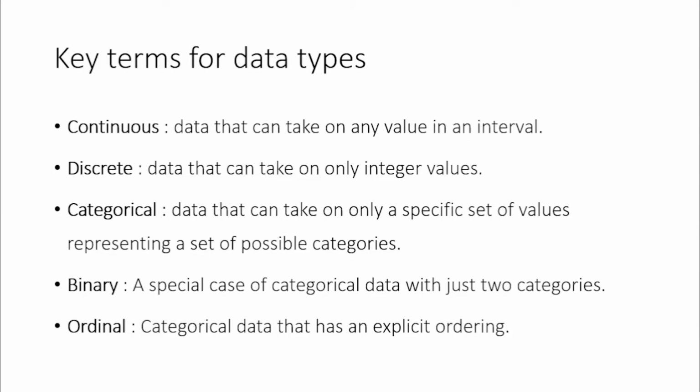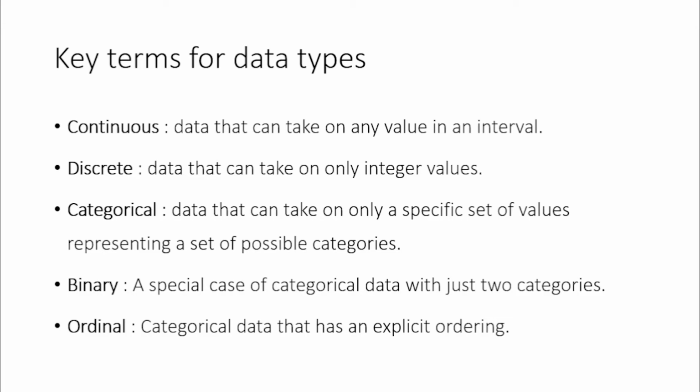Next we have categorical data. Data that can take only a specific set of values representing a set of possible categories. For example, suppose we have a basket of balls, and therein we have three types of balls based on color: green, blue, and red. This will be a case of categorical data where if we try to separate the balls, we'll be able to separate them based on these three possible color categories, right?